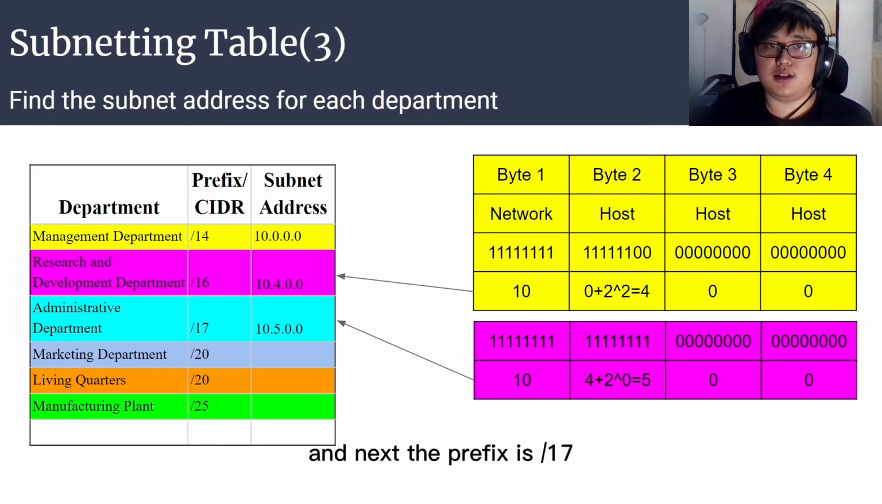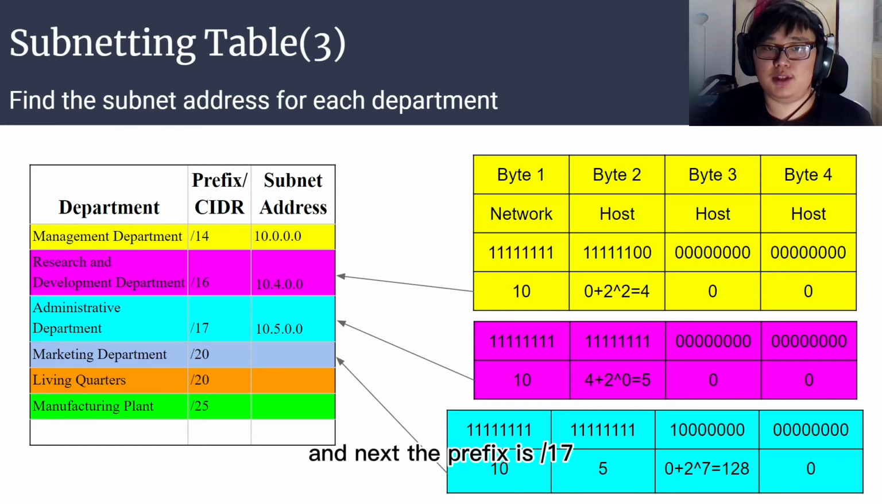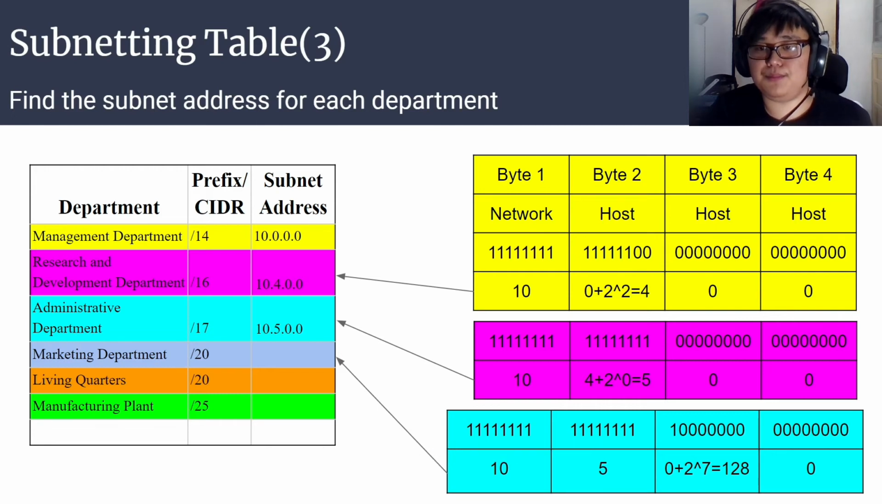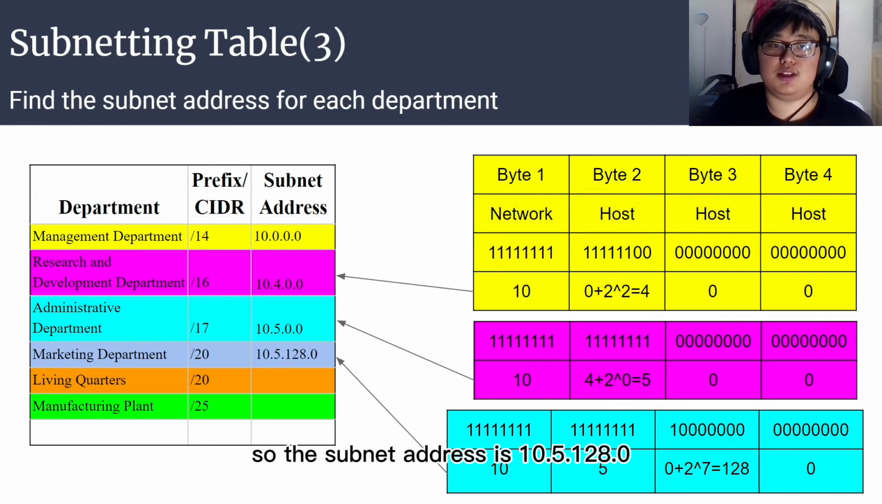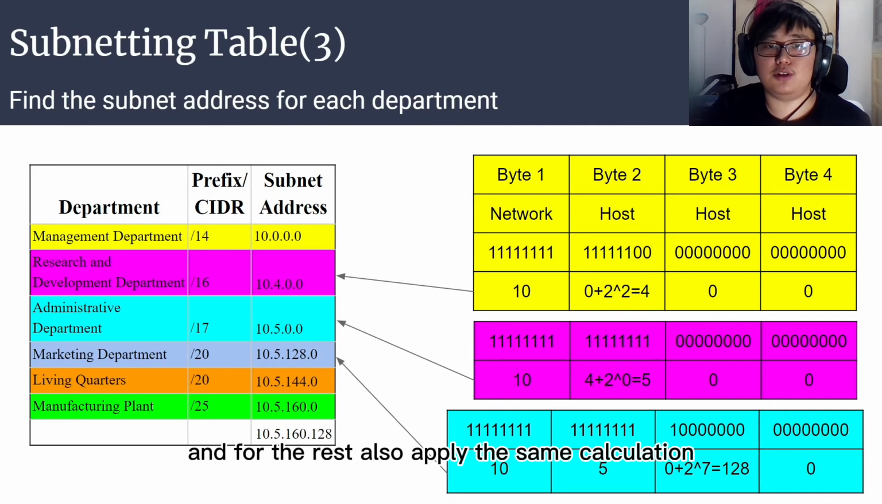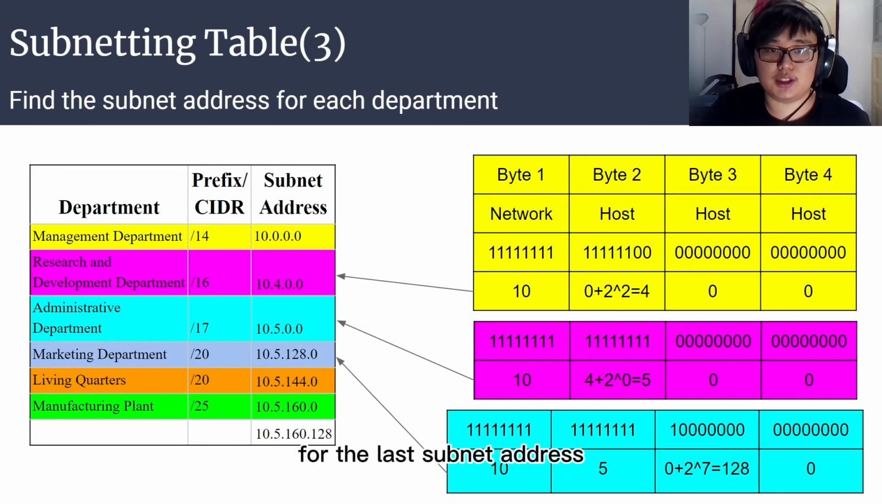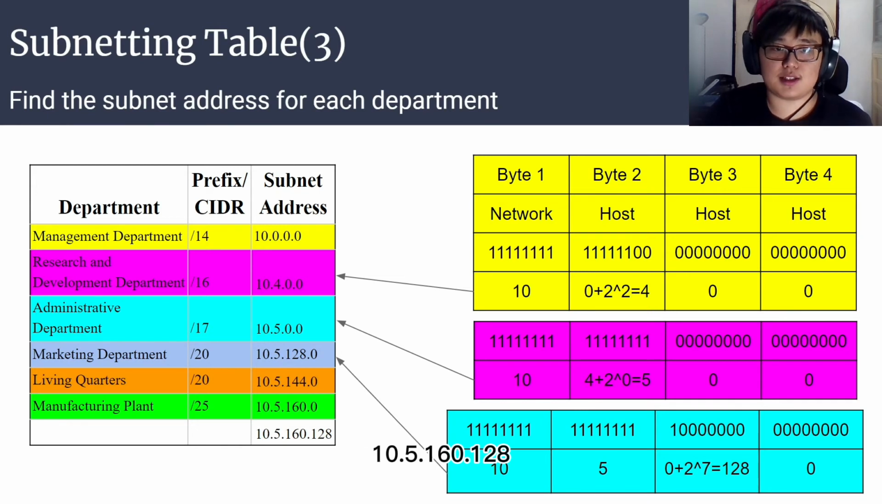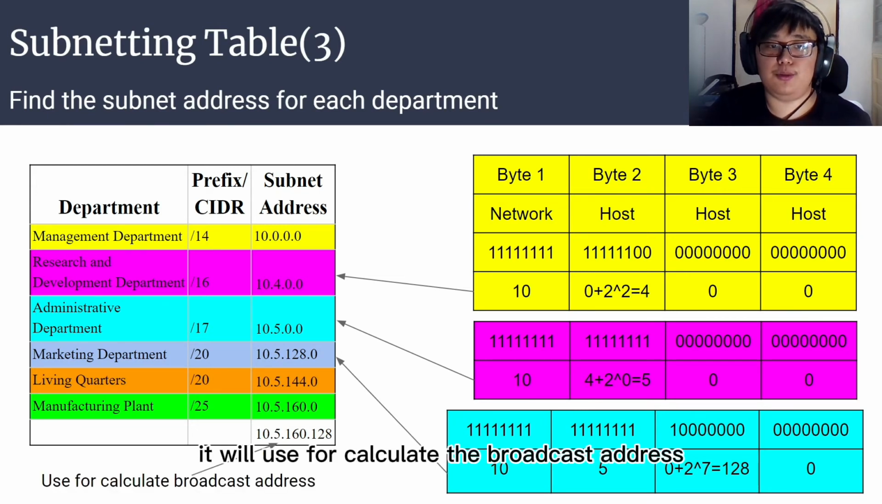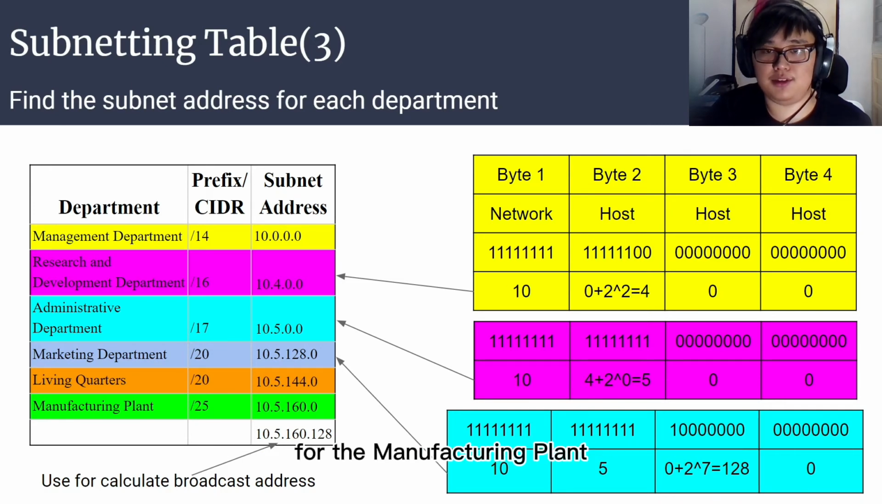Next, the prefix is /17, so the change will occur in byte 3, and there are 7 zeros, so 2 power 7 equals 128. So the subnet address is 10.5.128.0. And for the rest, we also apply the same calculation. The last subnet address, 10.5.160.128, will be used to calculate the broadcast address for the manufacturing plant.